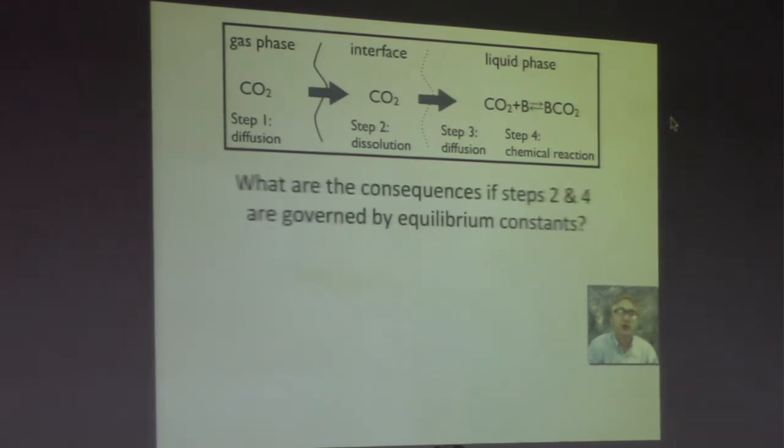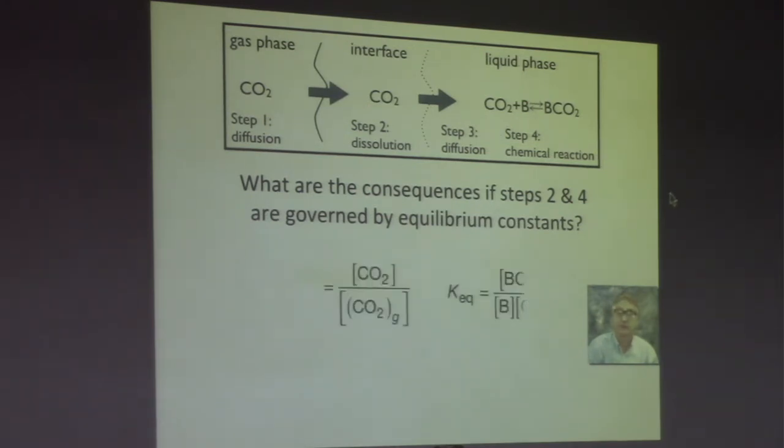So what are the consequences if these two steps, the diffusion, the solution of CO2 in the film, and the reaction of CO2 with component B, are governed by the equilibrium constant that you remember from chemistry, namely the concentration of products divided by the concentration of reactants gives you the equilibrium coefficient, as I've shown here.